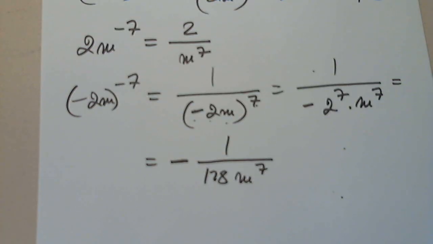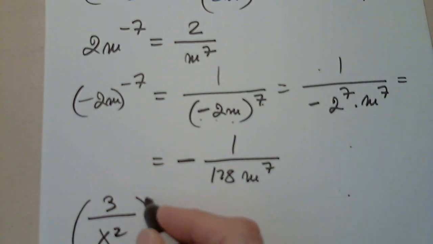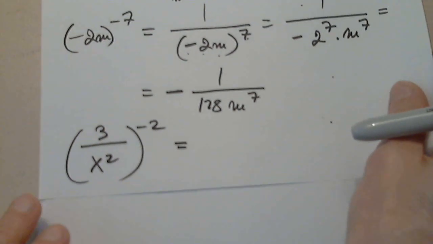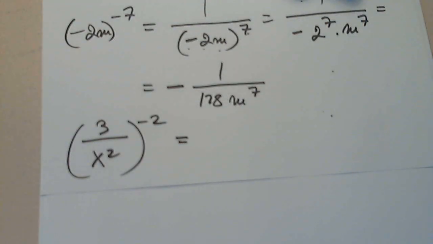Okay, we reached the fractions now. So we have 3 over x squared raised to -2. We want to simplify this. 3 over x squared, everything raised to -2. What do I need to do now? We presented the rule a few minutes ago.